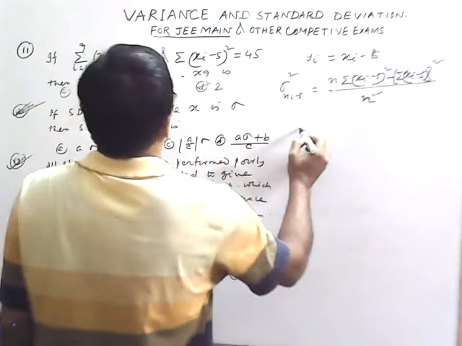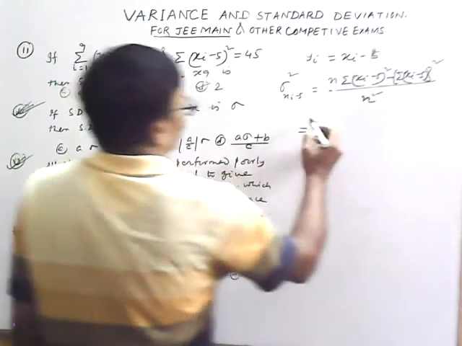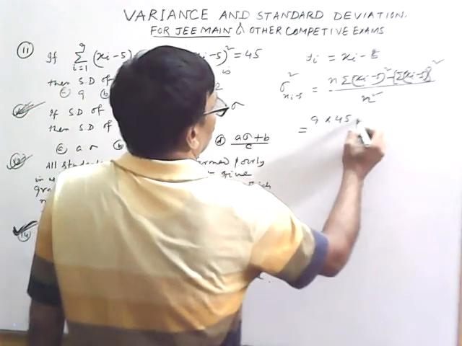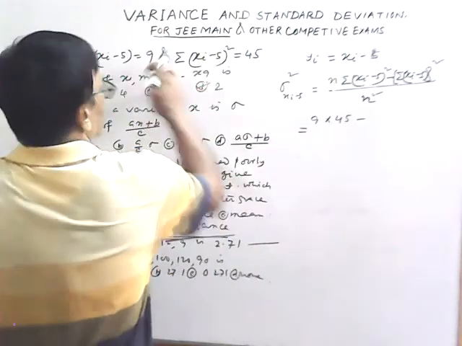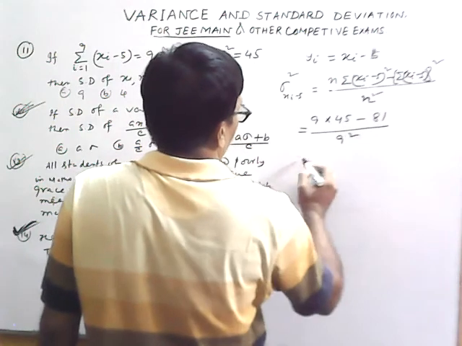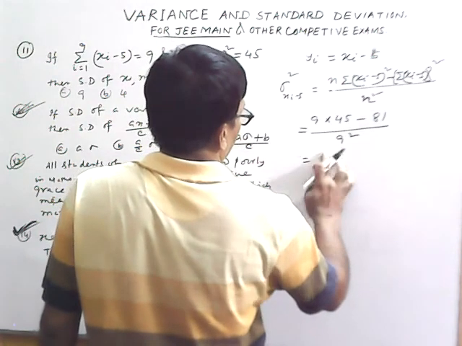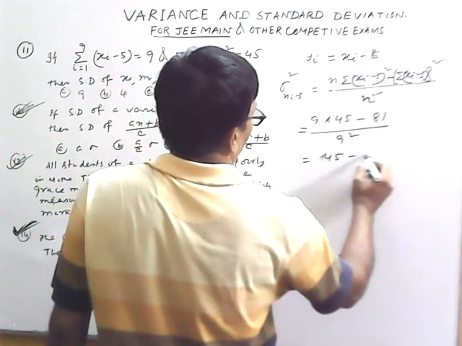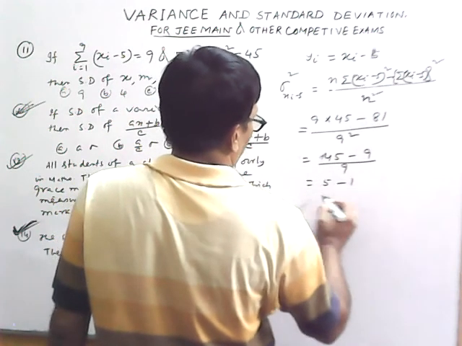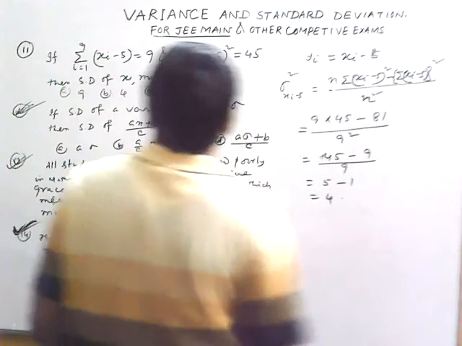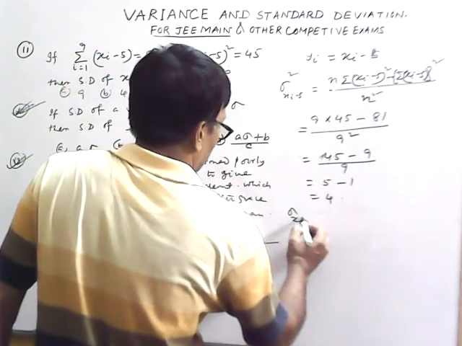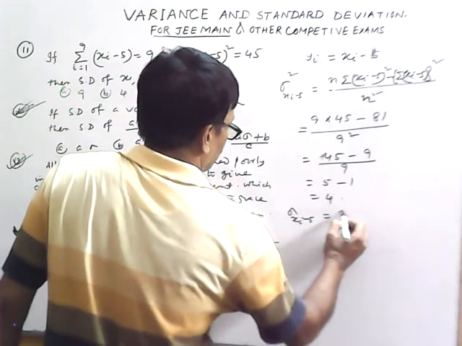Now what is n? n is 9. So 9 into 45 minus the summation of xi, so it is 81, by 9 square. So 9 cancels. 45 minus 9 by 9, again it is 5 minus 1. So this is 4. So the standard deviation of xi minus 5 equals 2.